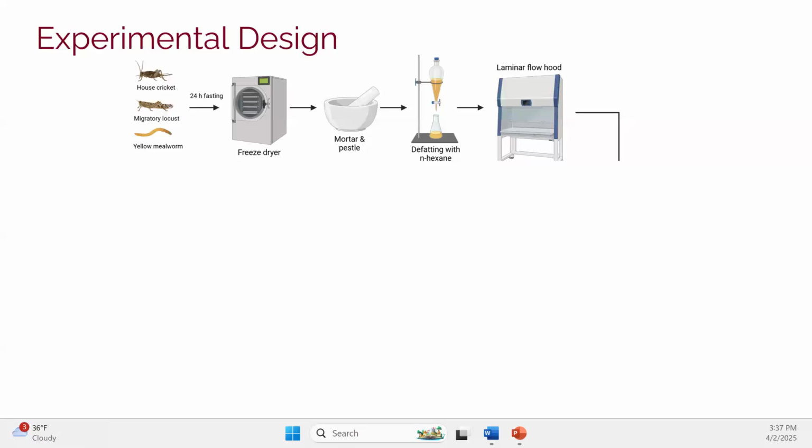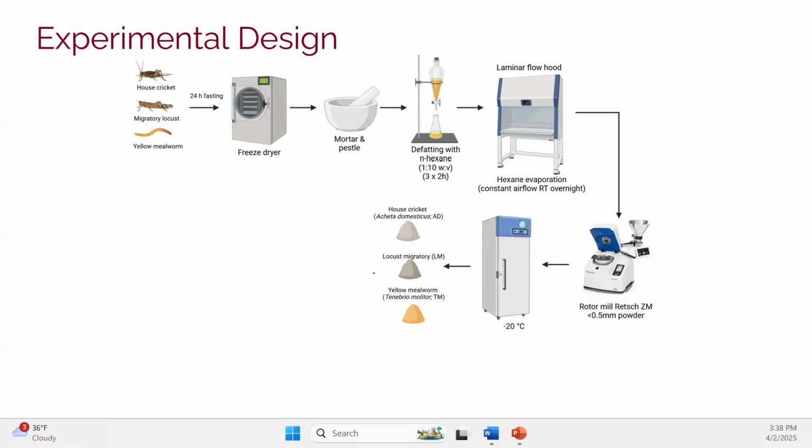So talking about experimental design, there are 3 insects observed in this study: mealworm, house crickets, and migratory locusts, all of which are approved for human consumption in Europe. Then they went through a 24-hour fasting period to discard their bowel content before they were freeze-dried and ground by mortar and pestle. They went through defatting steps with hexane, I think 3 times, and then they evaporated the hexane under a laminar flow hood, constant airflow at room temperature overnight. After that, they further reduced the particle size before vacuum packing it and storing it at negative 20 degrees Celsius.